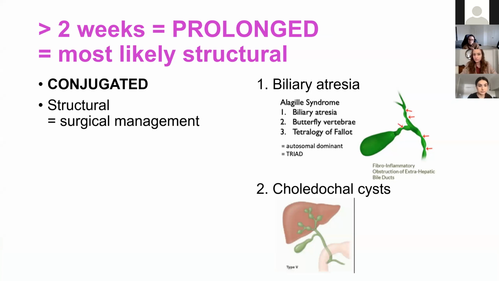And the two main ones to remember here are biliary atresia and choledochal cysts. So biliary atresia is where you literally get like a malformation or complete lack of formation of the biliary tree. And so that is commonly associated with Alagille syndrome, which is autosomal dominant and presents with this triad, versus choledochal cysts, which cause like a dilation of the biliary tree by comparison.